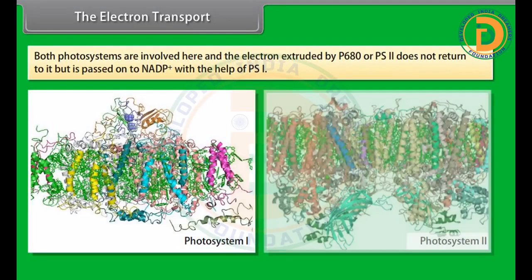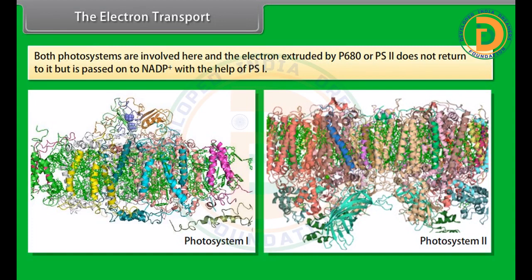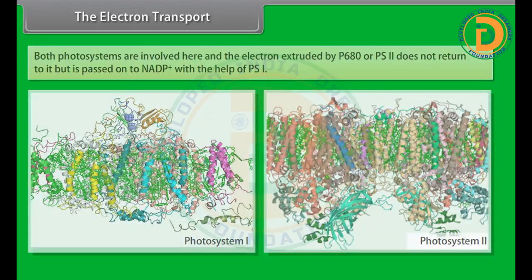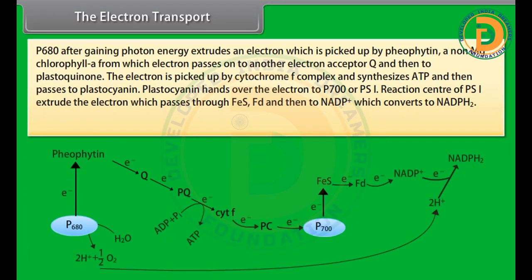The electron transport. Both photosystems are involved here, and the electron extruded by P680 or PS2 does not return to it but is passed on to NADP+ with the help of PS1. P680, after gaining photon energy, extrudes an electron which is picked up by pheophytin, a non-Mg chlorophyll A, from which the electron passes on to another electron acceptor Q and then to plastoquinone.